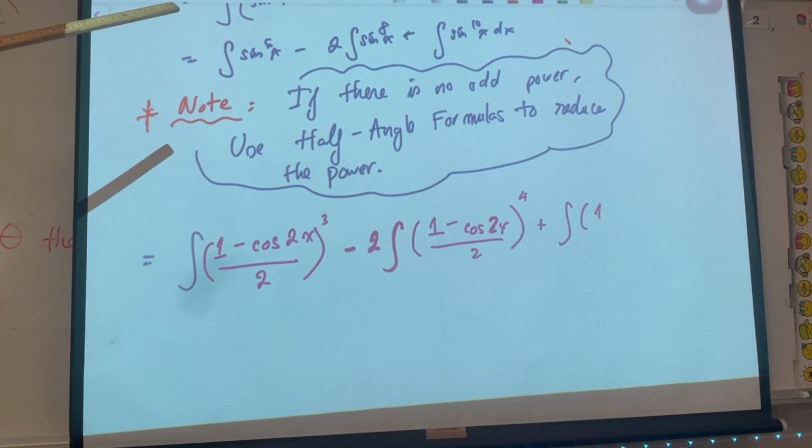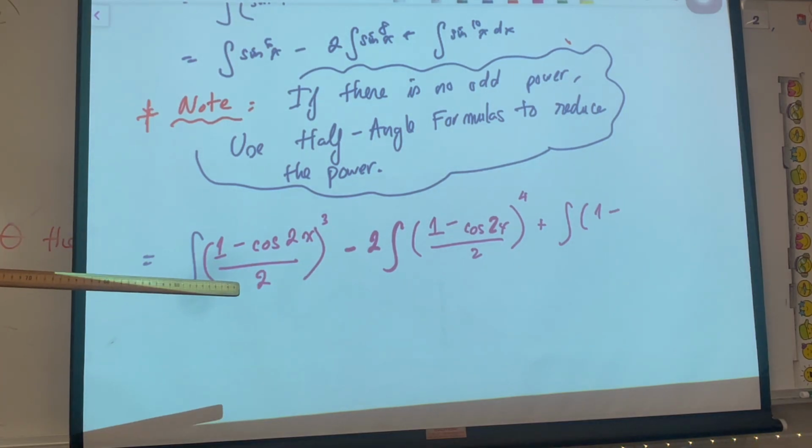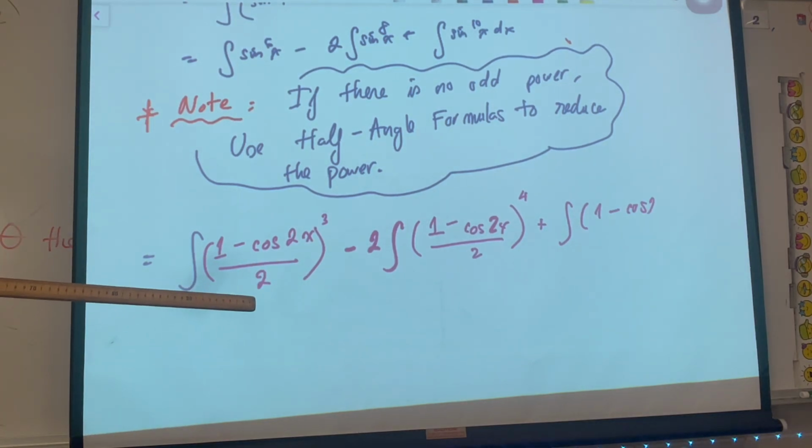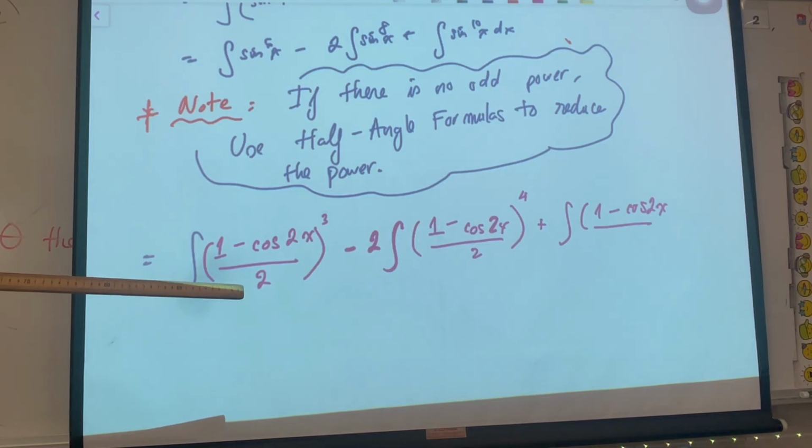1 minus cosine 2x over 2, everything to the power 5. And plus C. Oh, wait, no. You still have to take the integral, no? And then you're gonna take the integral. Okay.